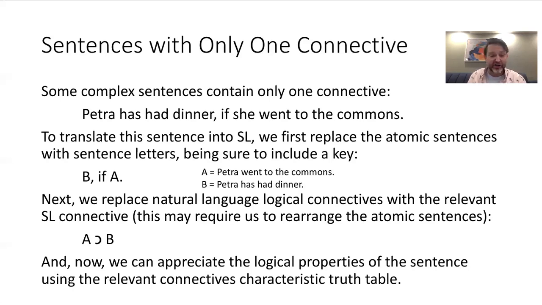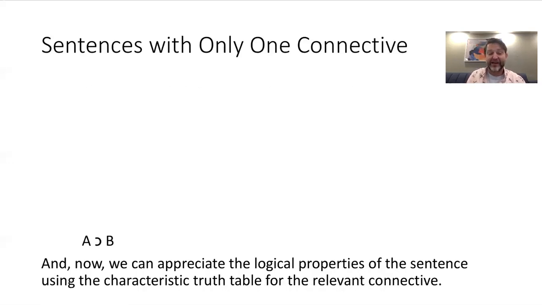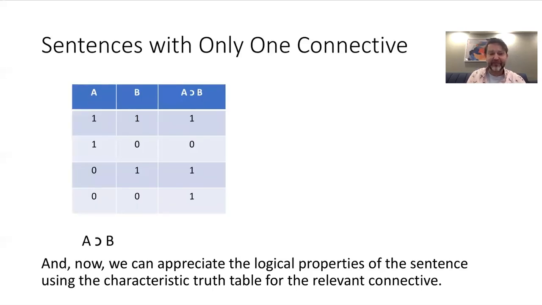So we can appreciate the logical properties of this sentence using the relevant connective's characteristic truth table, right? We can appreciate the logical properties of this by thinking about the truth table for if A, then B. And so here we get that. We know that this sentence is true if Petra went to the Commons and she had dinner. That means that "if Petra went to the Commons and she has had dinner" is true, or Petra has had dinner if she went to the Commons, the way the sentence was in ordinary English.